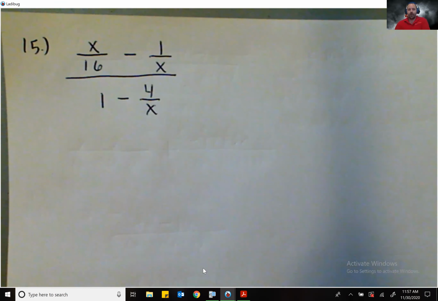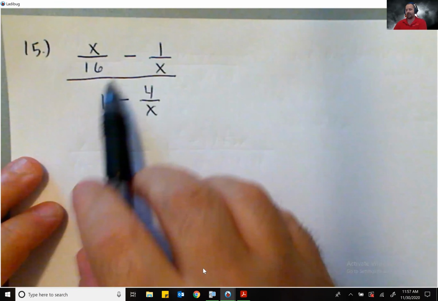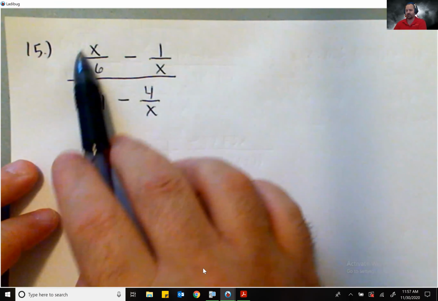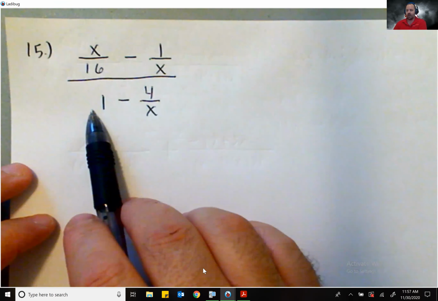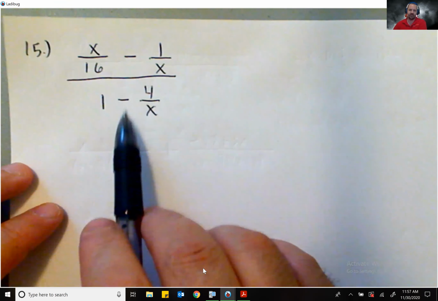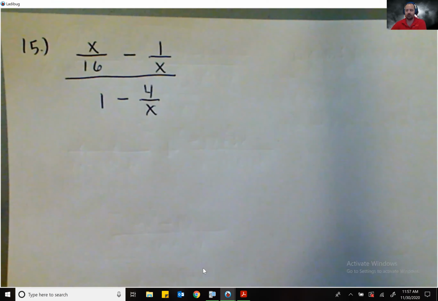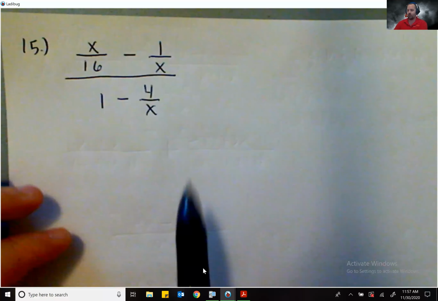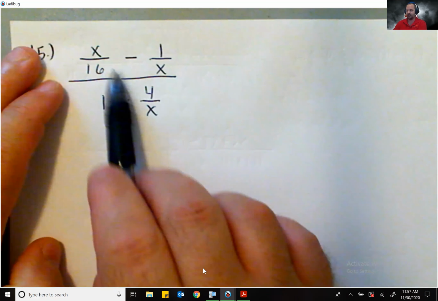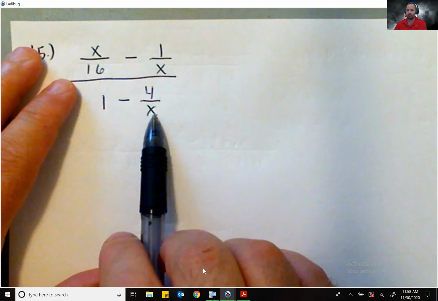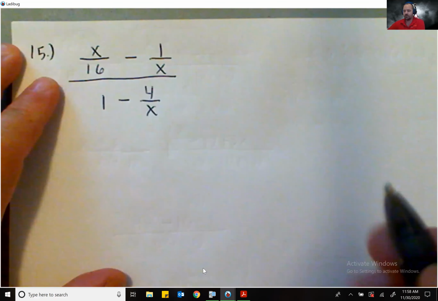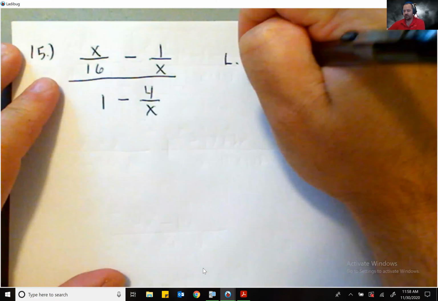So there are two ways to go about this. You could add and subtract your rationals together in the top and the bottom, and then do the keep, change, flip because it's division. Or, the way that all of us were taught was clear the fractions. That's the easiest way to do this. So we want to clear out all these denominators, the 16, the x, and the 4. In order to do that, you need the LCD.